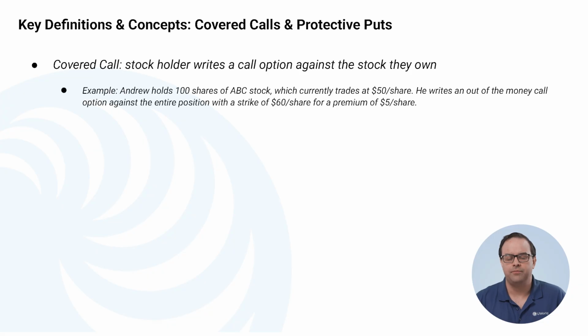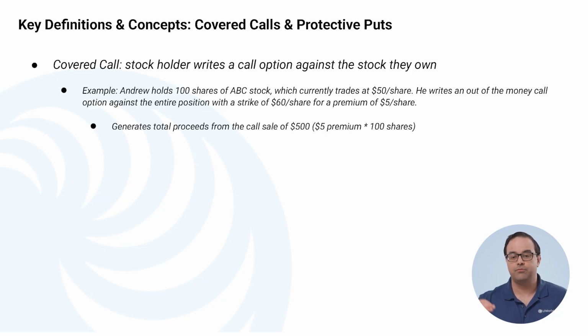So for an example, we'll look again at that portfolio manager that owns 100 shares of ABC stock, which is currently trading at $50 a share. He writes an out-of-the-money call option against the entire position with a strike of $60, premium of $5 a share. When the portfolio manager writes this option, he will collect a premium of $500. It's the $5 premium times 100 shares.